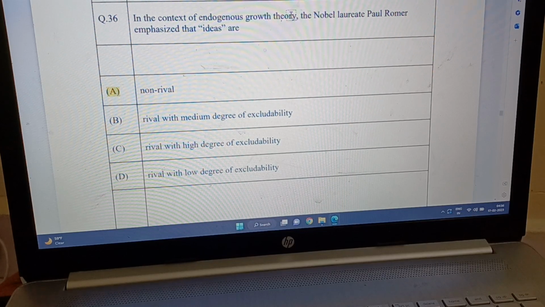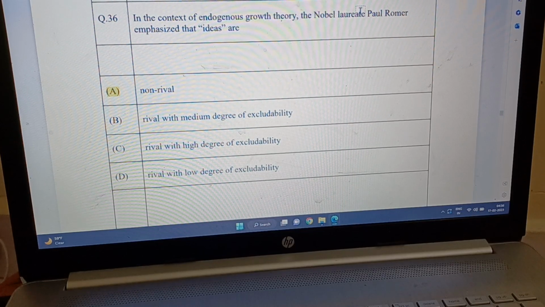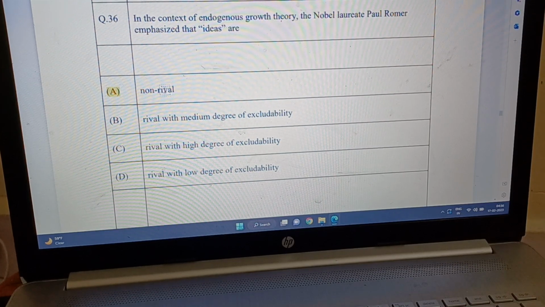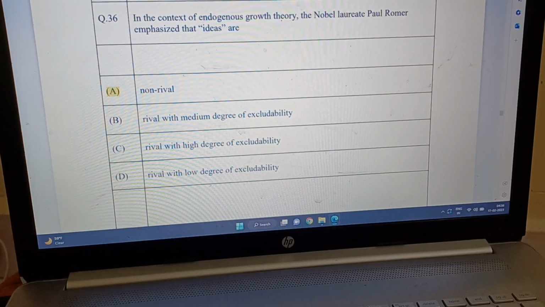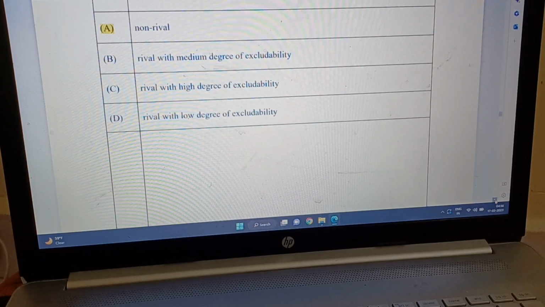So ideas are non-rival, and Paul Romer got the Nobel Prize on this, on the theory of endogenous growth. So A is the correct answer. B, rival, no. C, rival. D is all rival. So all are wrong because ideas are non-rival.